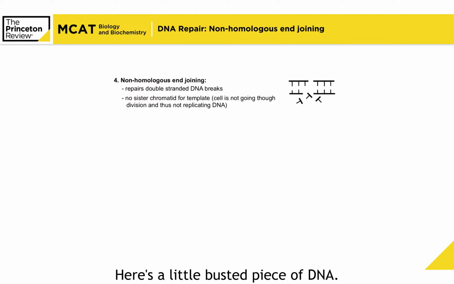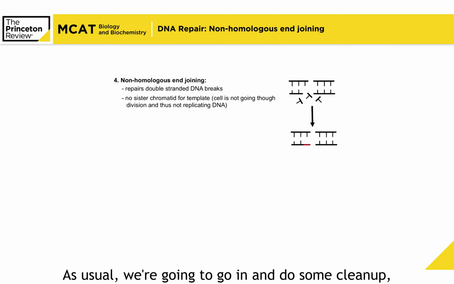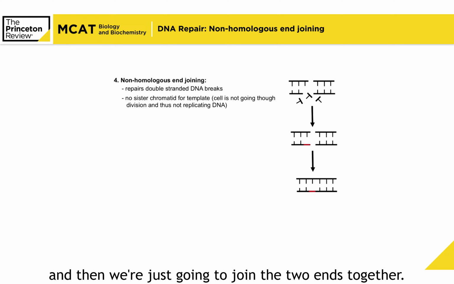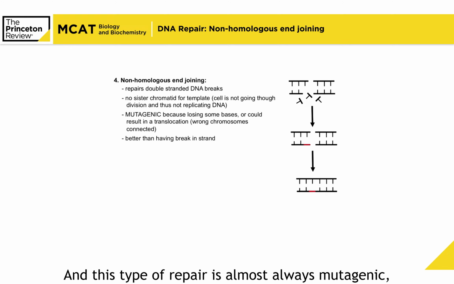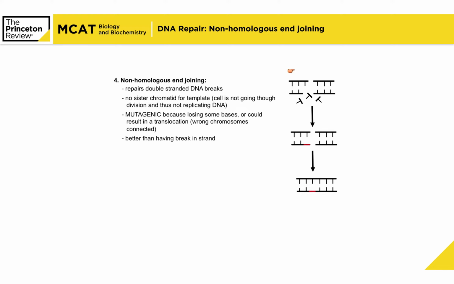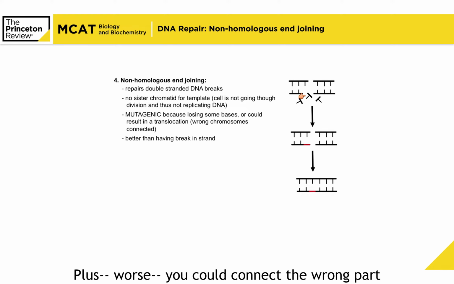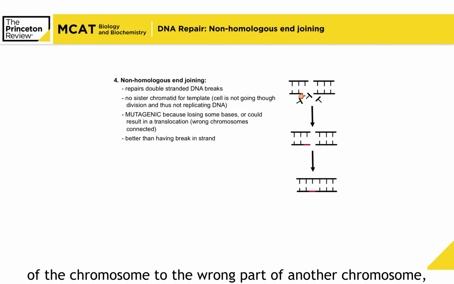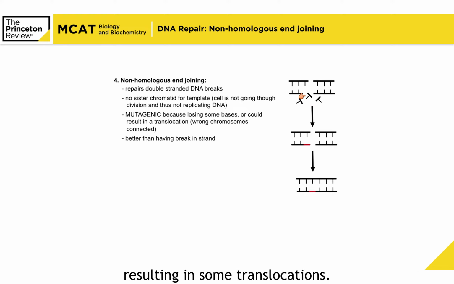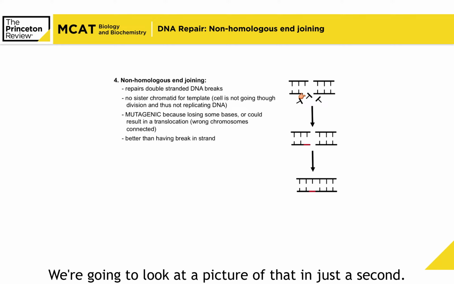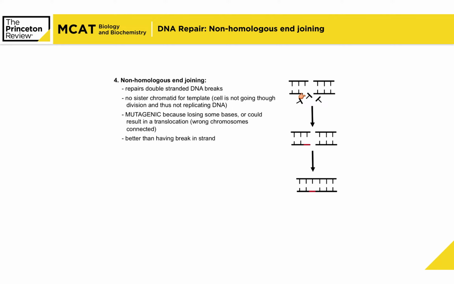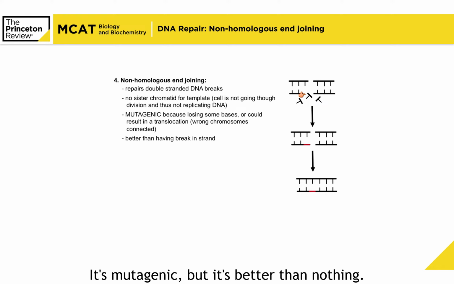Here's a little busted piece of DNA. As usual, we're going to go in and do some cleanup, and then we're just going to join the two ends together. And this type of repair is almost always mutagenic, because you're going to be losing some bases in that busted DNA strand. Plus, worse, you could connect the wrong part of the chromosome to the wrong part of another chromosome, resulting in some translocations. We're going to look at a picture of that in just a second. But the idea is that this is better than having a busted DNA strand. It's better than nothing. It's mutagenic, but it's better than nothing.